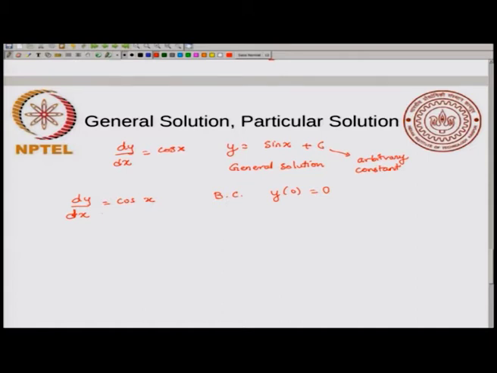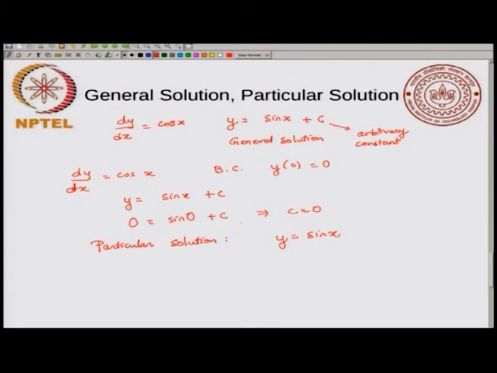So, for this differential equation with this boundary condition, you will say that y is equal to sin x plus c. Now, you will say y of 0 equal to 0, that means 0 equal to sin 0 plus c, which implies c equal to 0. So, the particular solution has the form y equal to sin x. So, this is the particular solution, it has no arbitrary constant. So, you can have both general and particular solutions of differential equations.